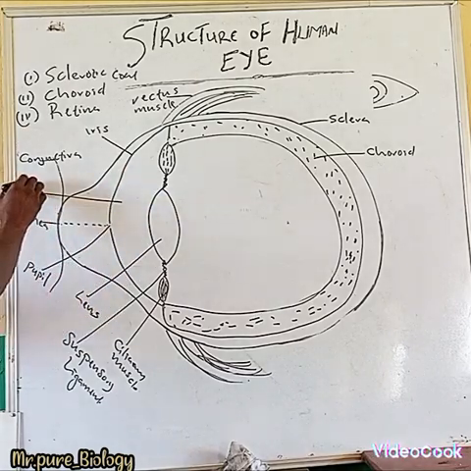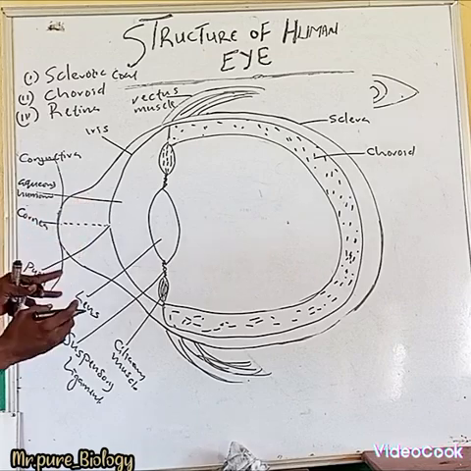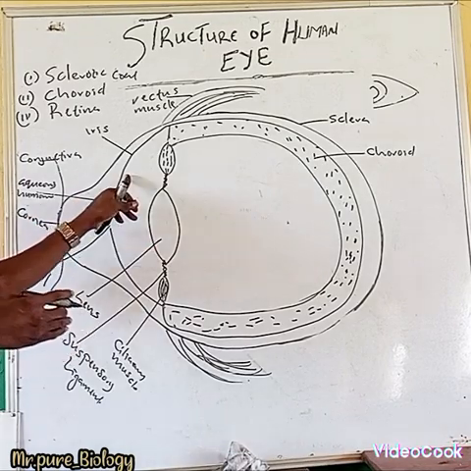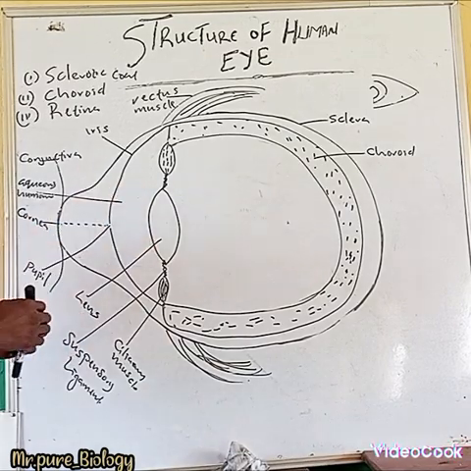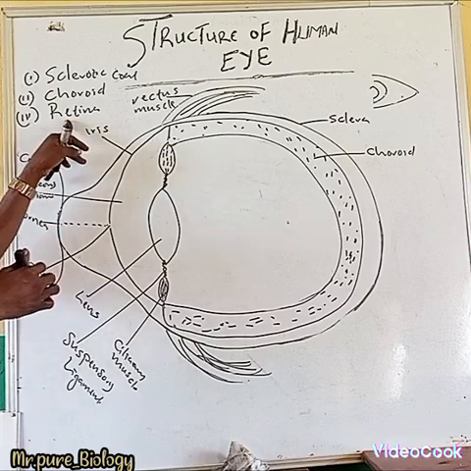It is this aqueous humor that refracts the light. It's found between the lens and what? And the iris. So that's all about that. Let's now go to the third layer. The third layer and the most delicate layer is what? It is the retina.